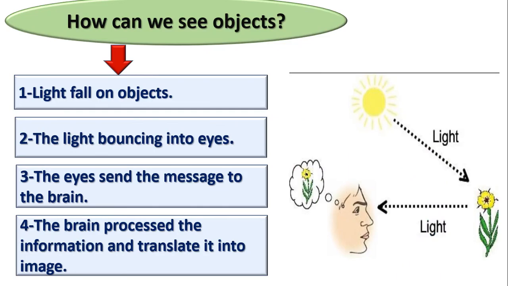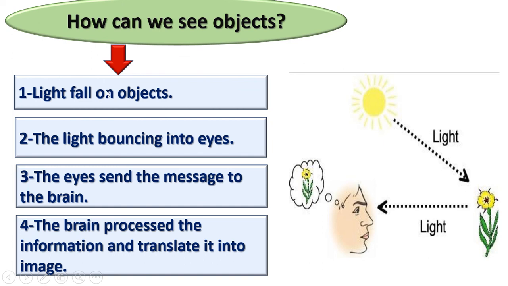Okay, can you remember with me how we can see the objects around us? All the objects are doing what? Reflecting the light on our eyes. We can see any object because it reflects the light on my eyes.